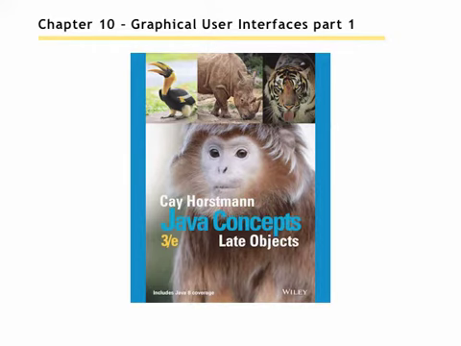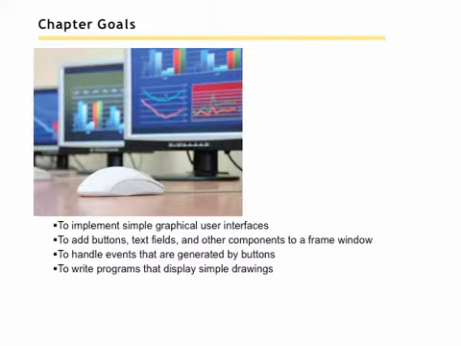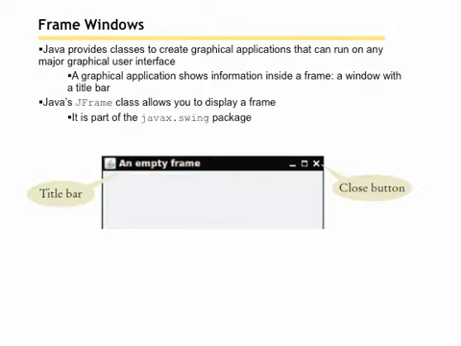Chapter 10, Graphical User Interfaces Part 1. Our goals for this chapter are to be able to implement a simple graphical user interface, to add buttons, text fields, and other components to a frame window, to handle events that are generated by buttons, and to write programs that display simple drawings. A frame window is where all of your graphical user interface components will go.